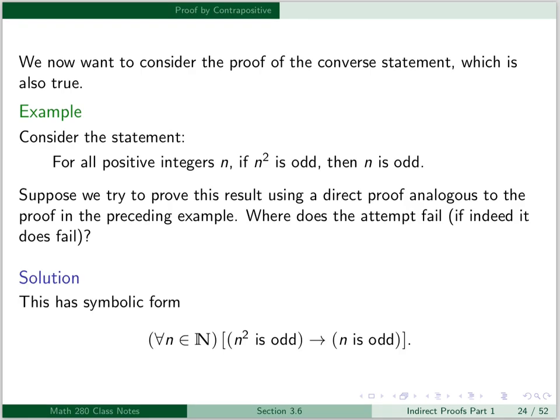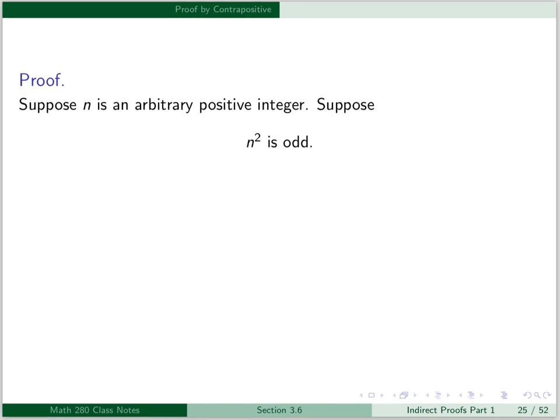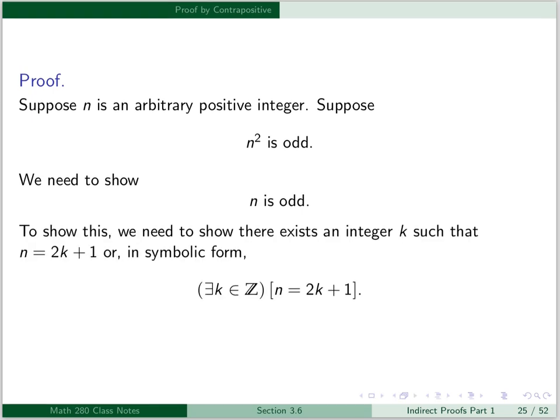So our symbolic form is for all n, n squared is odd implies n is odd. So we suppose n is an arbitrary positive integer, suppose n squared is odd. We then need to show that n is odd. To show this, we need to show there exists an integer k such that n is equal to 2k plus 1, or in symbolic form, there exists a k in Z such that n is equal to 2k plus 1.